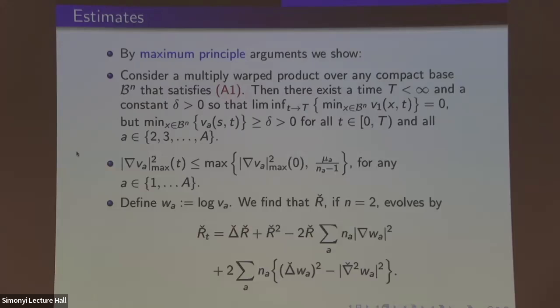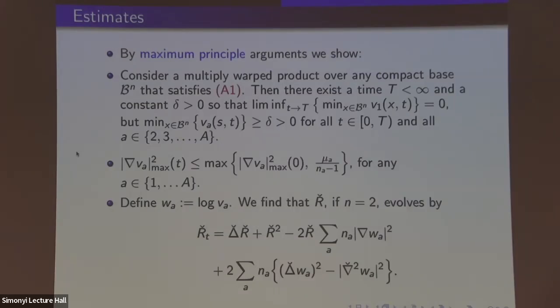Basically, we use maximum principle arguments. Right, so what is assumption A1 here? I'm just going to remind you, assumption A1 makes sure that the first fiber pinches off before all others do. So what does that mean? This means that V1 goes to 0 somewhere before the others Vi go to 0. This is what assumption A1 is for.